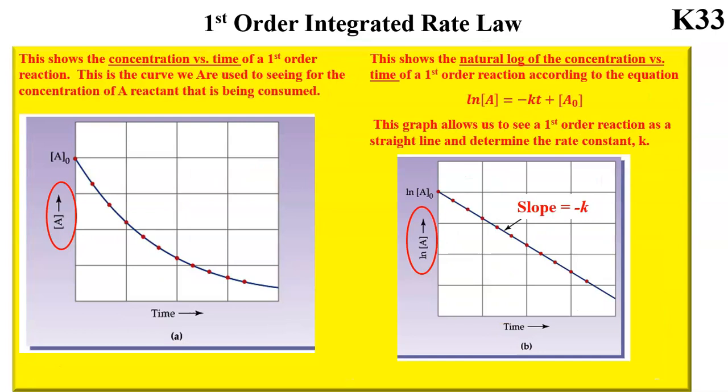So this shows a concentration versus time of a first order reaction. This is the curve we are used to seeing for the concentration of A that is being consumed. And on the right, this shows the natural log of the concentration versus time. So again, look at the axes and be sure you're clear on the difference: the time axis is the same, but the vertical axis, the up and down axis, is different. This graph allows us to see the first order reaction as a straight line and determine the rate constant k.